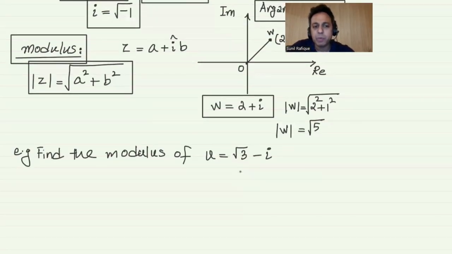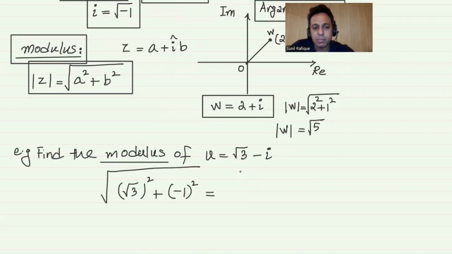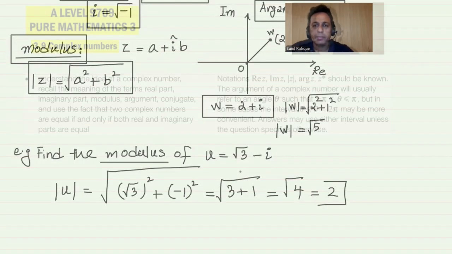So if this question pops up, you know that modulus is the length, and the length formula is real part squared plus imaginary part squared, add them and square root them. So I'm going to do root 3 squared plus -1 squared and square root it. Let me write the u and the absolute sign, modulus sign as well. So 3 plus 1, that is root 4, and the answer is 2, right?